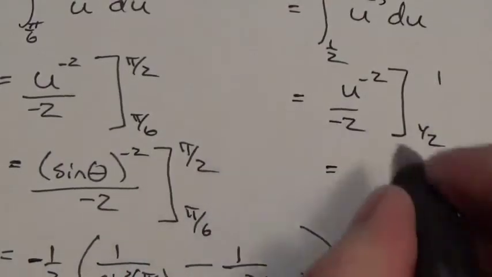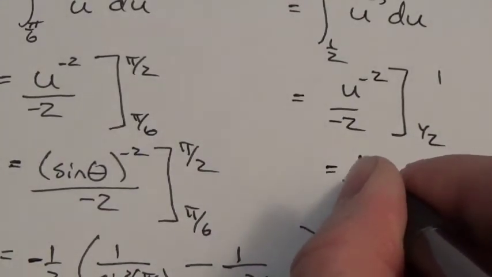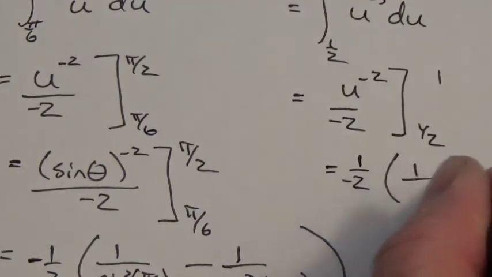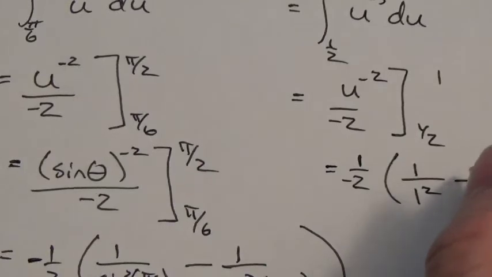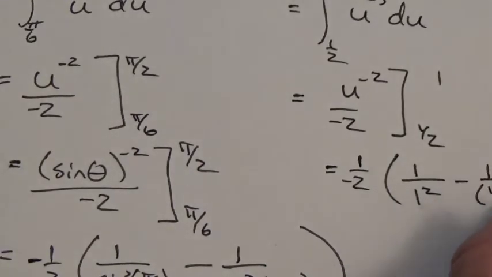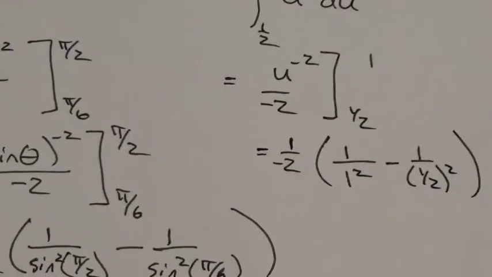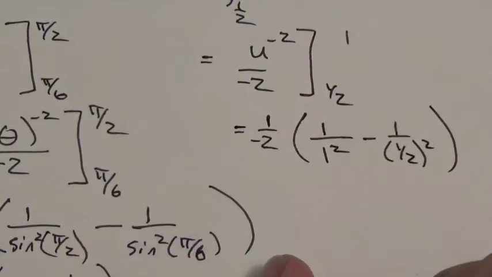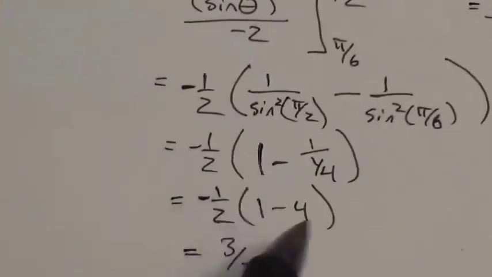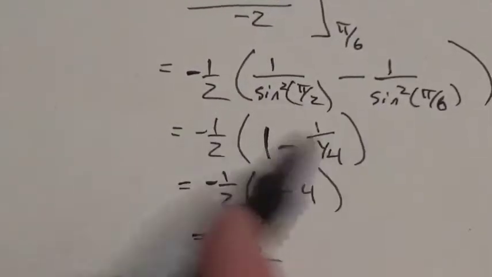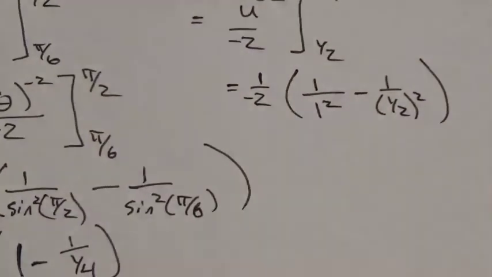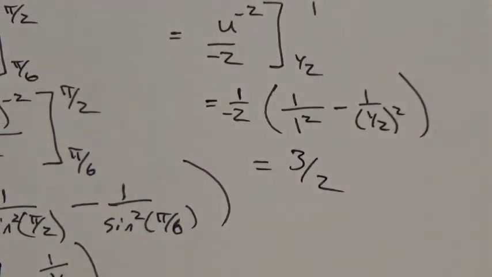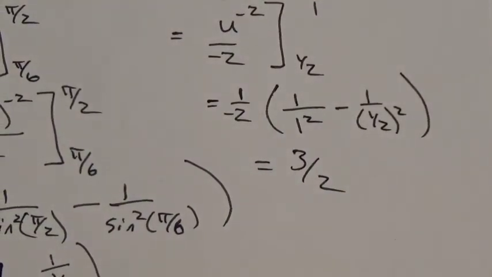There's still that common factor of 1 over negative 2, or negative 1/2. But this will now be 1 over 1 squared minus 1 over 1/2 squared. But now if you think about that, notice that that is exactly what happened right down here. I'm getting exactly the same thing, but I'm sidestepping some of the trig by doing that. And you will ultimately get 3 over 2, exactly like we did when we did it the other way.